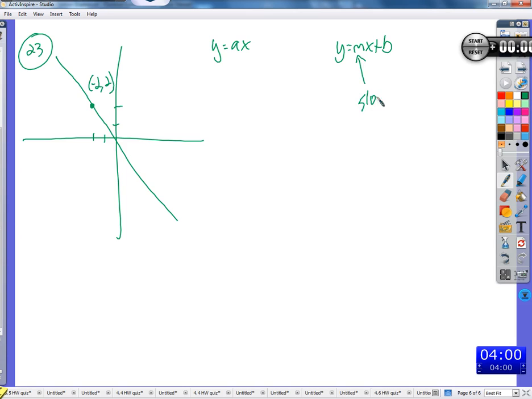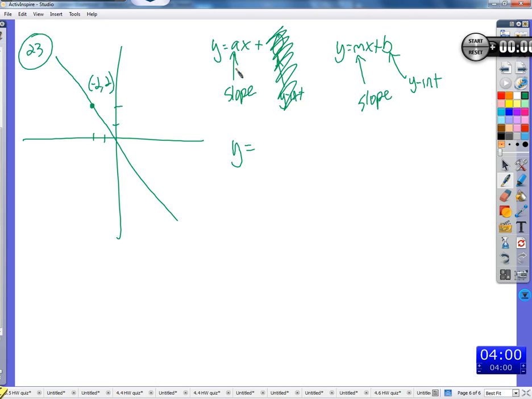The slope, very good. And that would be, as we said before, the y-intercept. So also, this is 0. 0 is always the y-intercept for direct variation. And this is still the slope. It's just called a instead of m. It doesn't really matter what letter you use. It still serves the same purpose. So we don't really need to worry about that. That's just 0. It's always 0.